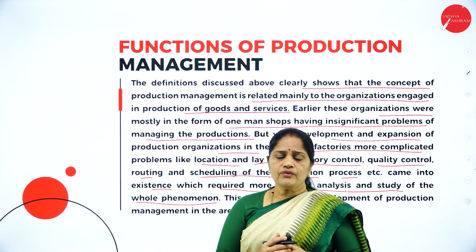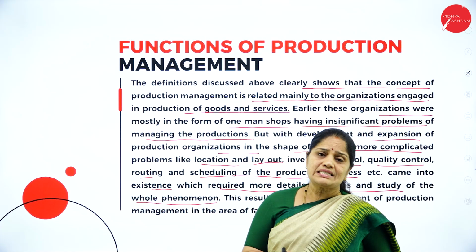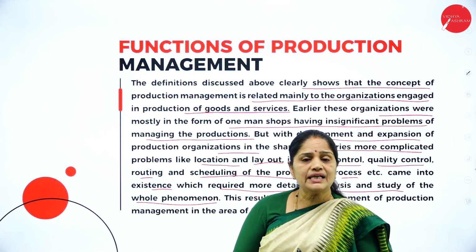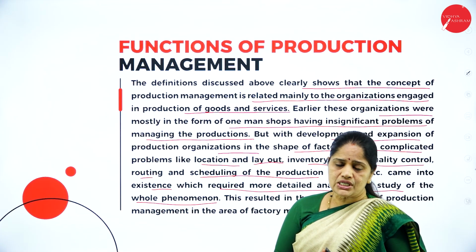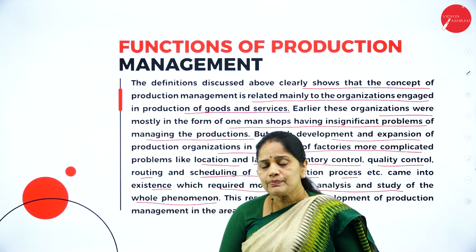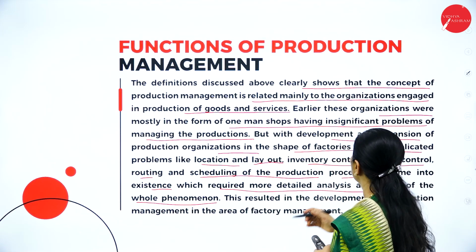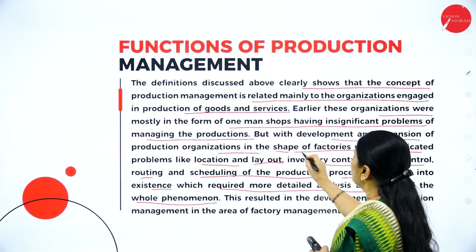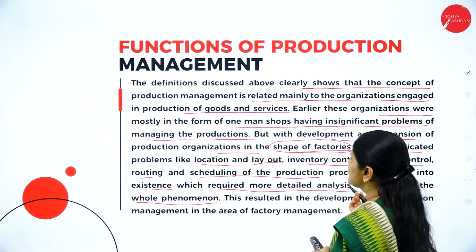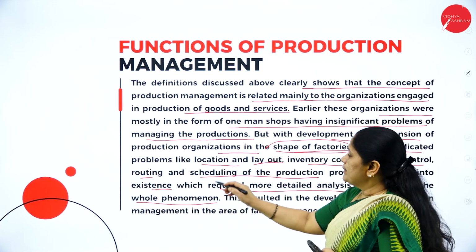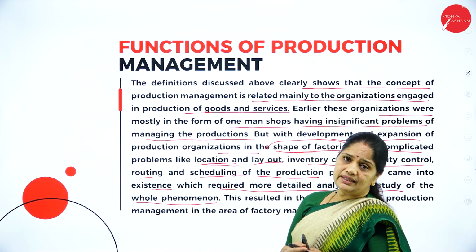Before, production was done on a very small scale. But of late, because of the latest technology and the various available financial resources, production is now being done on a very large scale. And when production is being done on a very large scale, we have the emergence of factories. So factories have come into existence, and along with them we have problems like location. So where do we actually locate the factory?